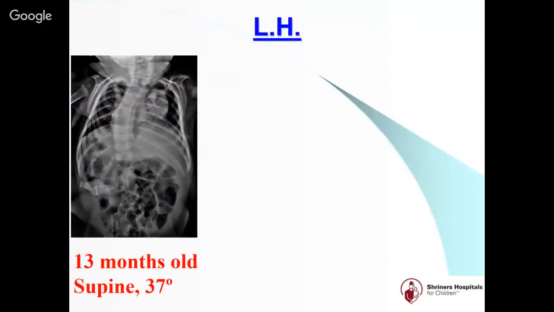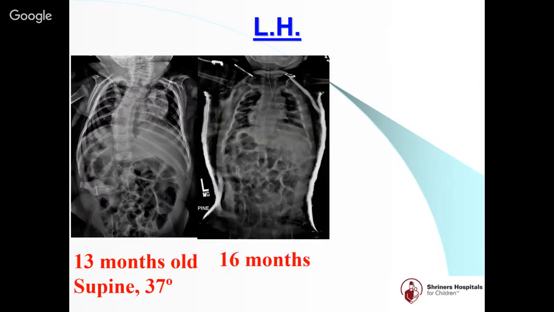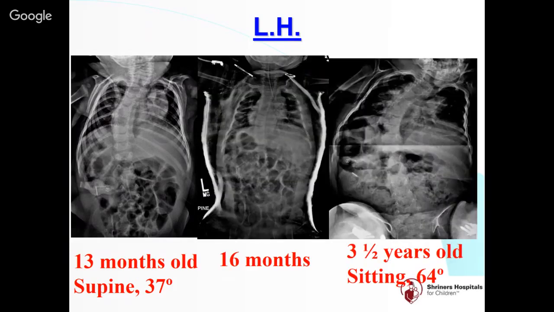Now here's a child, so here's this girl at 13 months of age, she had a 37-degree curve. Now it says supine, that means we couldn't actually get a picture of her sitting up because she was a very hypotonic child, so we can only get a picture of her lying down. But it was this big curve, and we spent a number of years casting her, but slowly that curve got bigger despite the casting. So this is the other extreme of what happens.